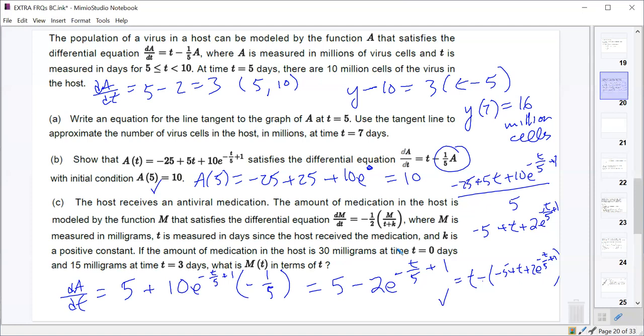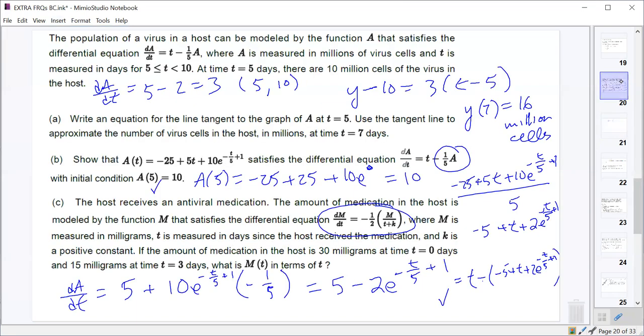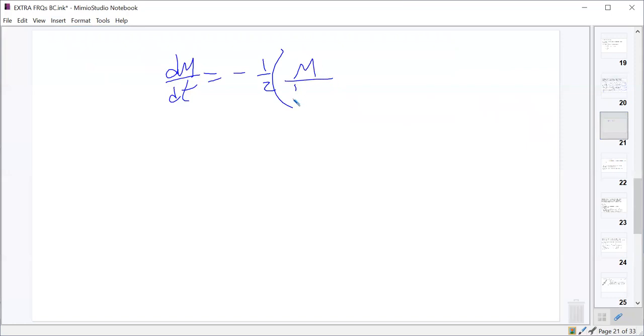So in order to do that, we're going to have to solve this differential equation. And the right way for us to solve that differential equation is to separate the variables. So I'm going to go to a new page for this. What do we have? dM dt equals -1/2 M over t plus k.